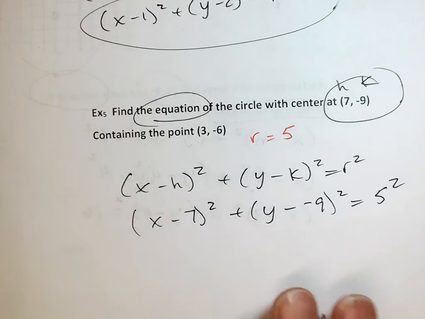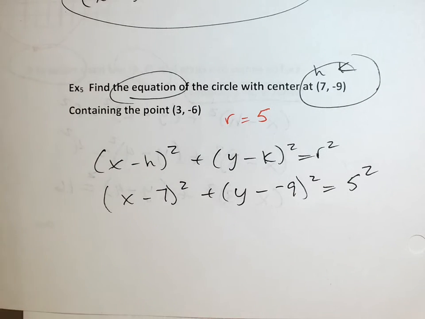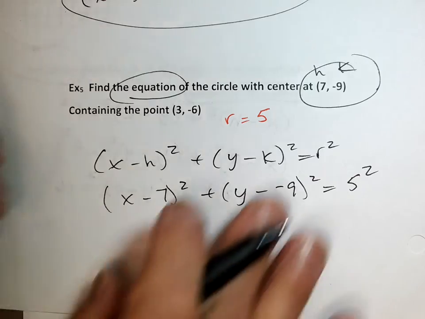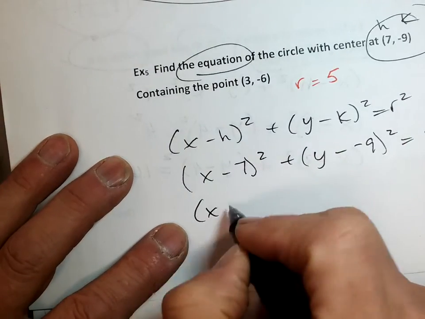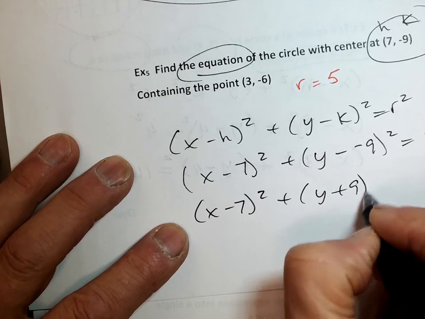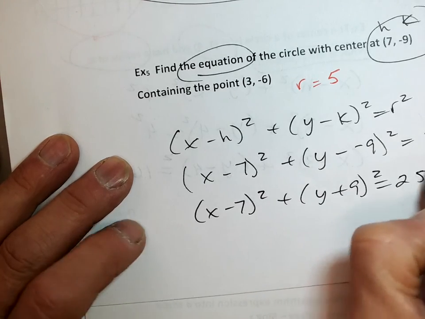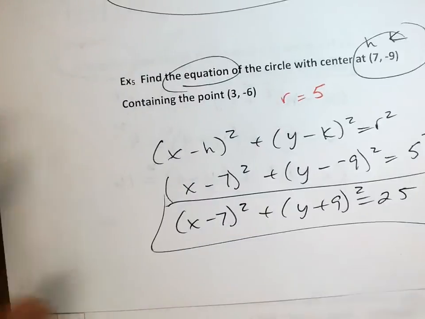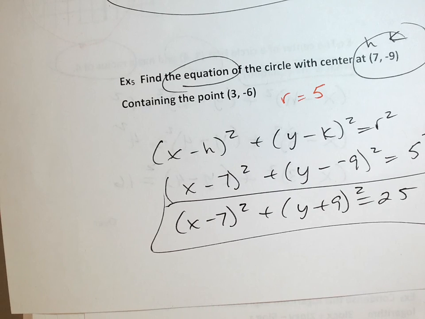Now, I'm going to fix two things. What are the two things I'm going to fix? Y plus 9. Yes, y plus 9, because of the double negative, and that'll make that 5 squared a 25. So let's rewrite this as (x minus 7) squared plus (y plus 9) squared equals 25. Done. That's all I have. It's not bad. Now, I have some homework.